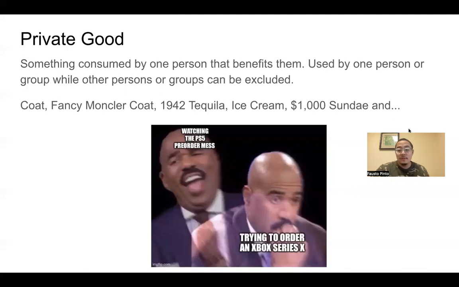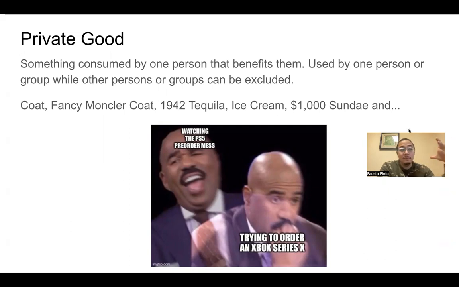So a private good. What's a private good? It's something consumed by one person that benefits them. It can be used by one person or a group, while other persons can be excluded. So a private good is a sweater, my glasses, a fancy Montclair coat, fancy tequila, ice cream, a $1,000 sundae. It's when one group can be excluded from something, whether you have the money or not.